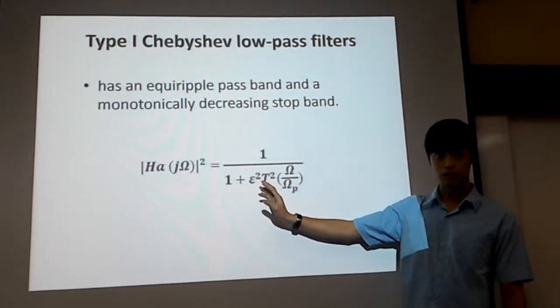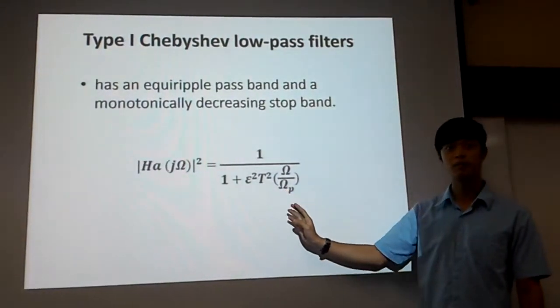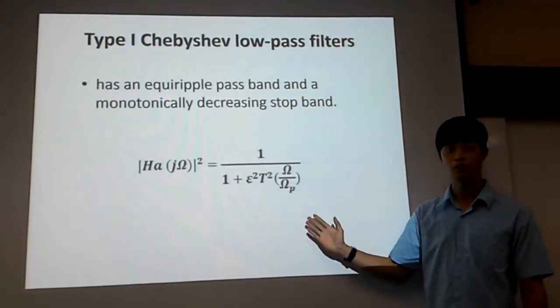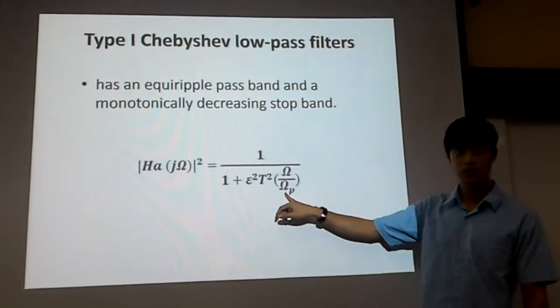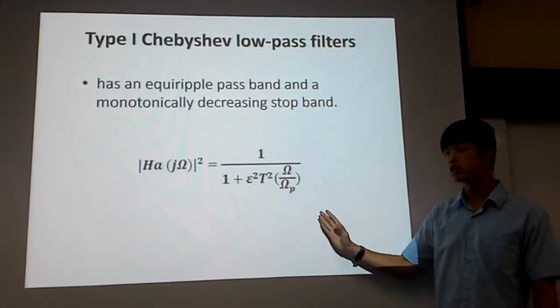Here, N is the filter order, epsilon is a user-supplied parameter that controls the amount of the passband ripple, and omega p here is the upper passband edge.